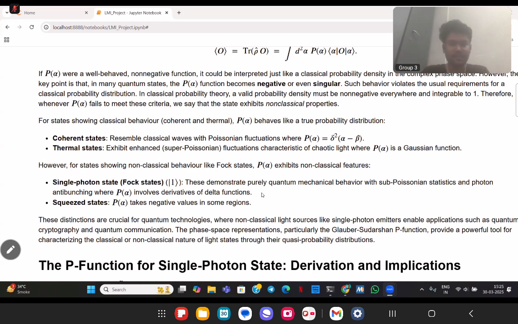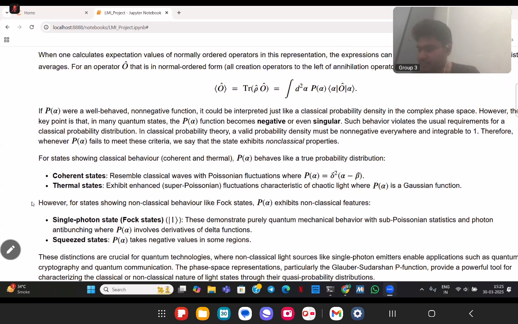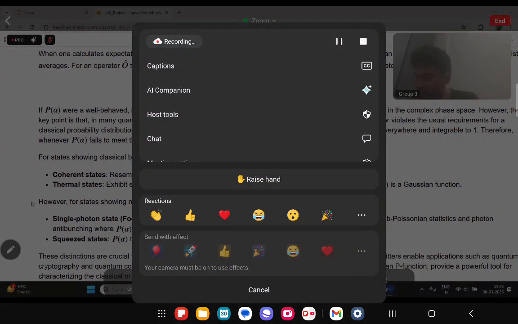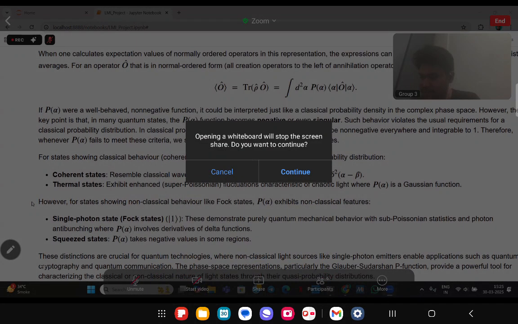The delta function represents the vacuum state, while the derivative terms account for the single quantum excitation that makes it a photon state. I am going to walk you through how we arrive at this expression. The key insight here is that the derivatives are what make the P function singular. They are the mathematical signature of the state's quantum nature. Let me derive it for you.